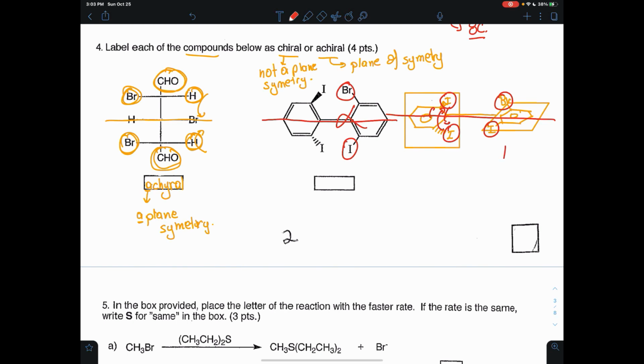But as I'm saying right here, if you can see that, once I turn this benzene ring flat, the Br and I are aligned, and once I cut through them, I'm not gonna even see them because the plane of symmetry is just gonna cut through them. So that tells me it's gonna be achiral.